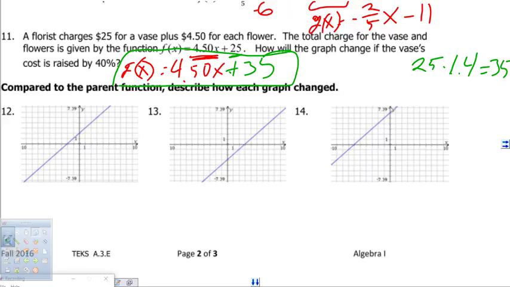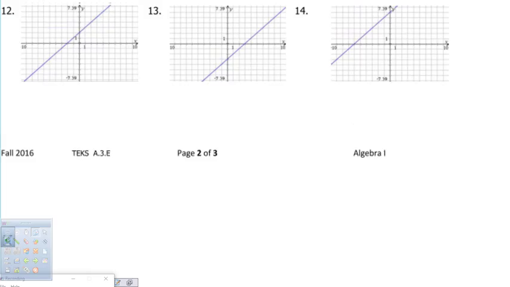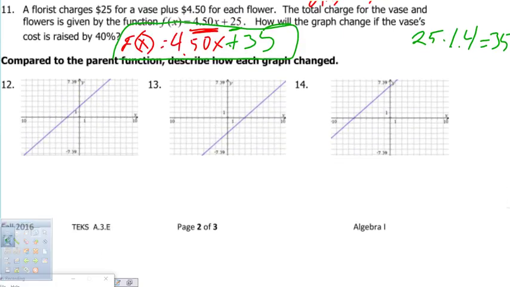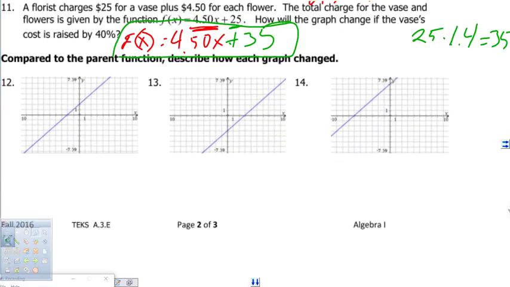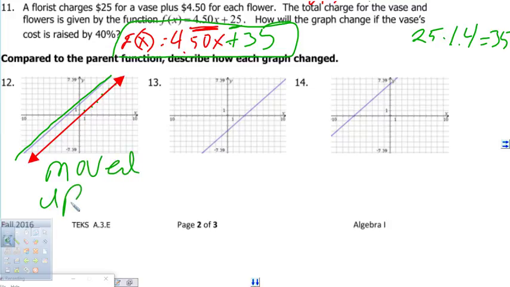Alright, now, these 3 problems right here give people more trouble than anything I can think of. Okay? Now, the parent function is always going to be a line that passes through the origin with a slope of 1. So you can go ahead and plot your parent function on here. Okay? It's always going to have a slope of 1, and it's always going to go through the origin. Okay? So we're comparing this line right here to the parent function. Okay? And as you can see, it's moved up 2.